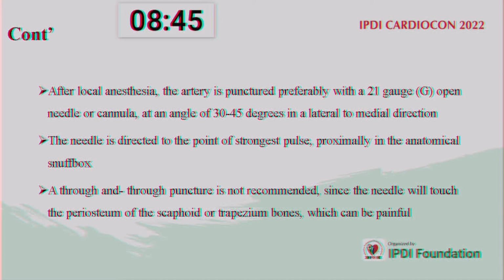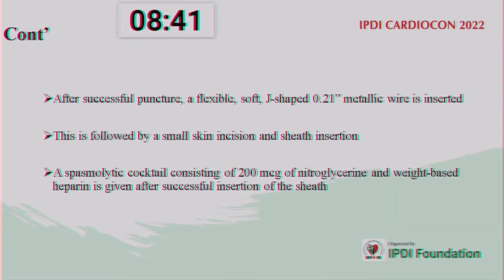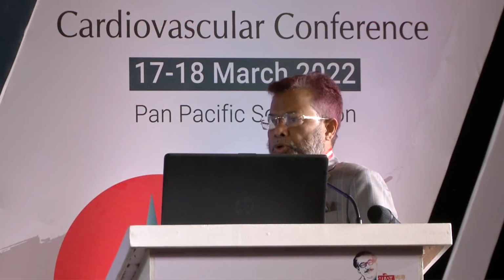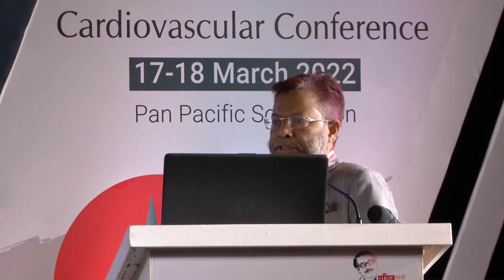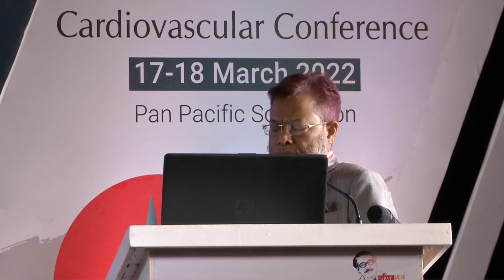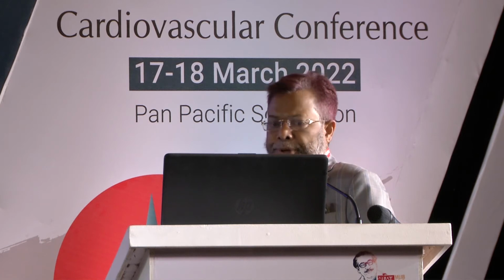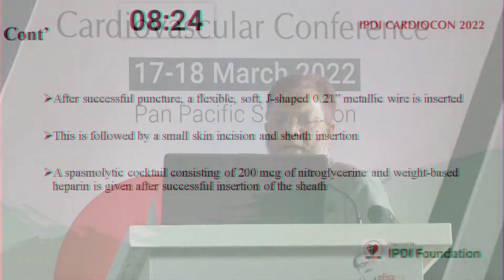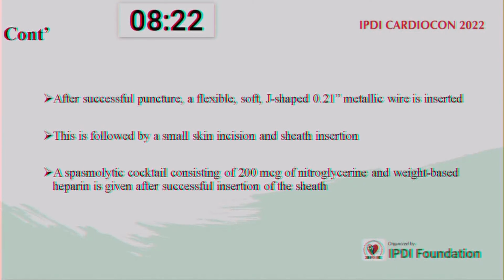The needle is directed to the point of strongest pulse, proximally in the anatomical snuff box. We do not usually do a double wall puncture; here we shall try to do a single wall puncture, because under the bronze there is the bone, and there may be pain if we touch the periosteum. After successful puncture, a flexible soft J-tip wire is inserted, and over the wire the radial sheath is introduced.